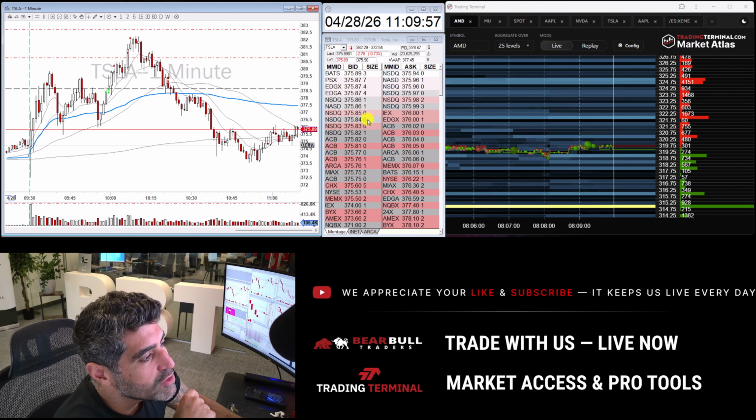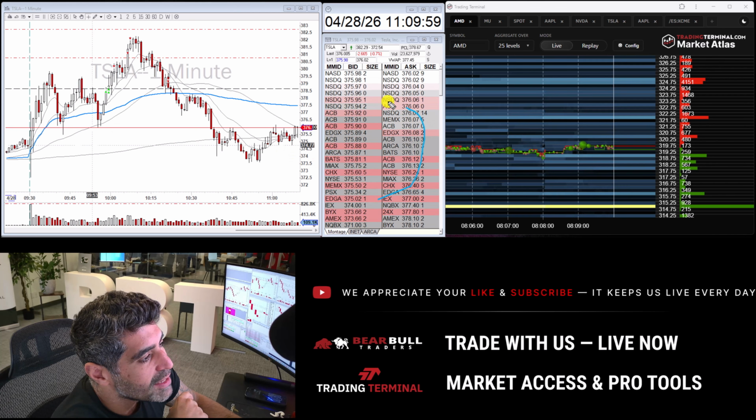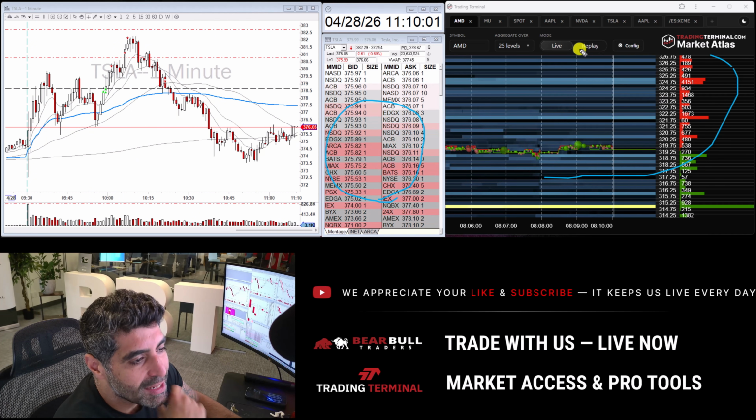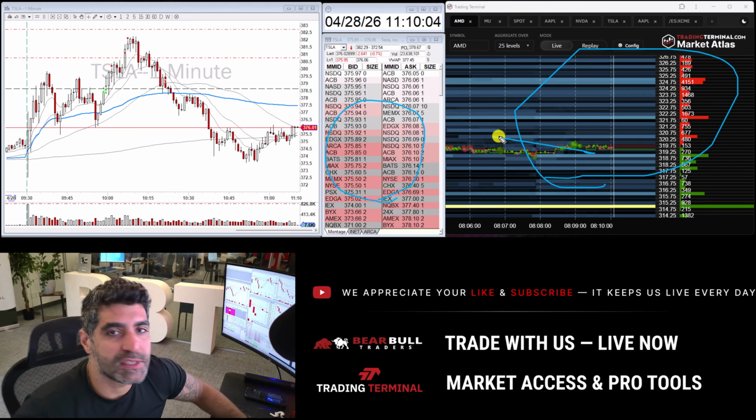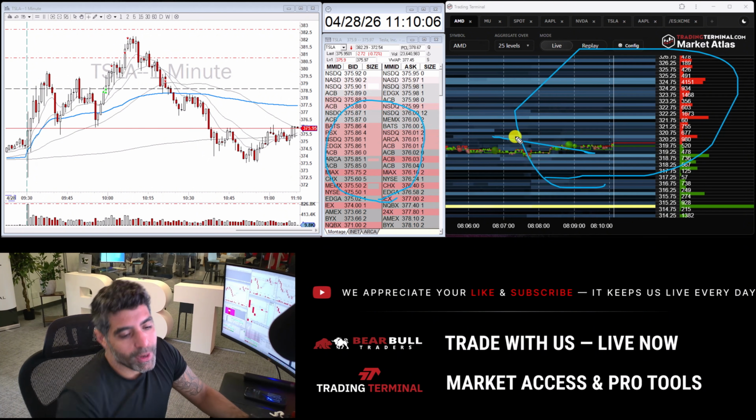And do I look at the level 2 anymore? Not really. So I'm not really looking at the level 2. I'm looking mostly at the Market Atlas, which is the same thing, but with the time axis in there, which is very important, so you can see what happens.